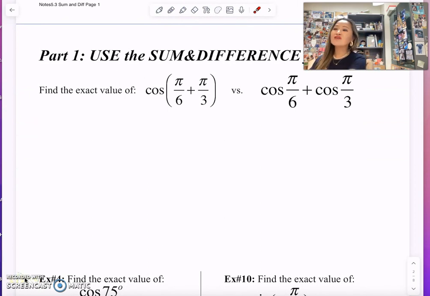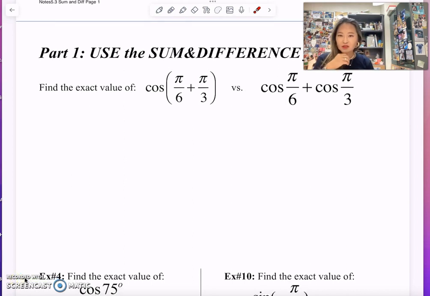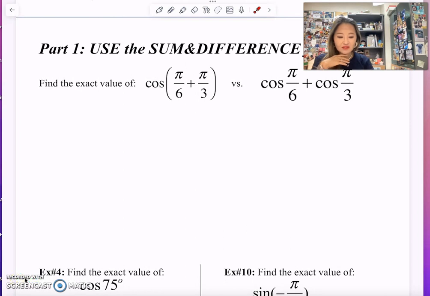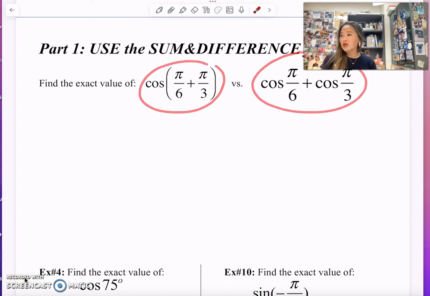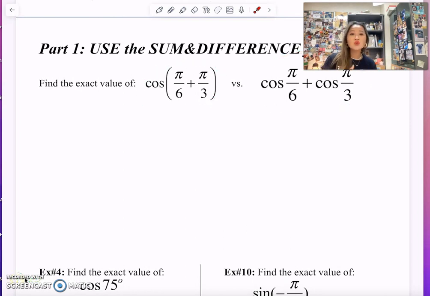Make sure you have the formula sheet out and you're using your formula sheet. Have it out. But after a while, I hope you're like, oh, I don't need this anymore. Okay? All right, now let's do part 1. Using the sum and difference formula, of course, okay? Now, obviously, we know that these are not going to be the same, right? So we're going to calculate both to check and to verify that, okay?